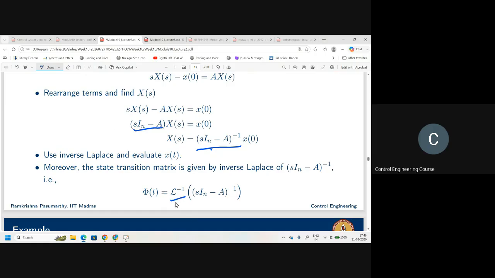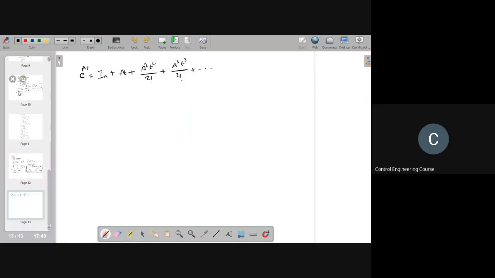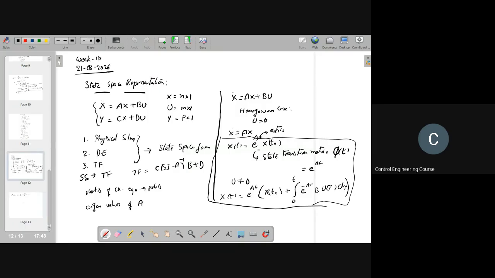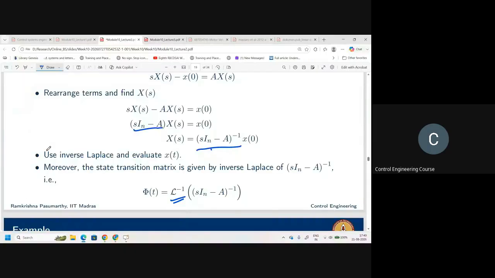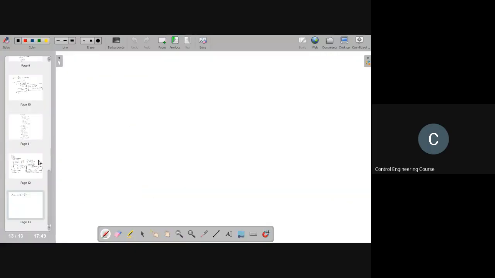So this is another approach to calculate the state transition matrix, because this state transition matrix is needed to find the solution of the state space representation, as shown in the equation here. If you want to find the state system solution, we need e power At. To calculate e power At, one method is the series expansion, but that is a tedious process. So what we are using is the Laplace transform, in which we have to calculate the inverse transform.